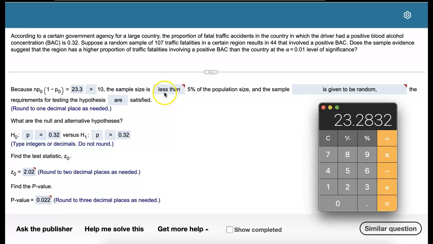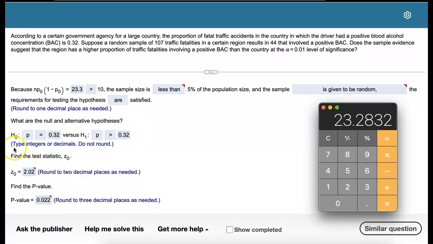We can safely assume here that definitely the sample size is less than 5% of the population size, and we're told that the sample is a random sample. So that way we know that these requirements for testing the hypothesis are satisfied.